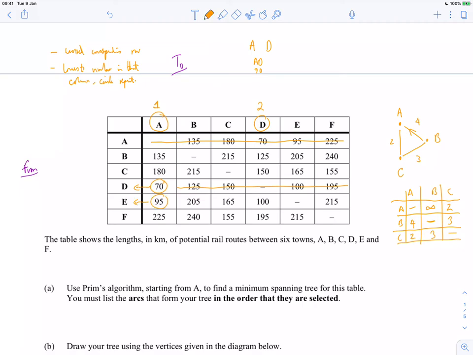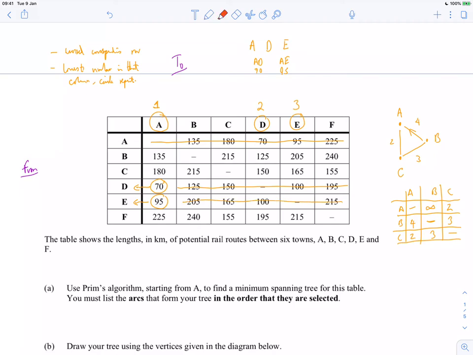It's in the A column, but the E row. So that must mean I added the A to E thing, which was worth 95. E was the third letter I added, so I'm going to add E, label it 3, and then cross everything else out in the E row.